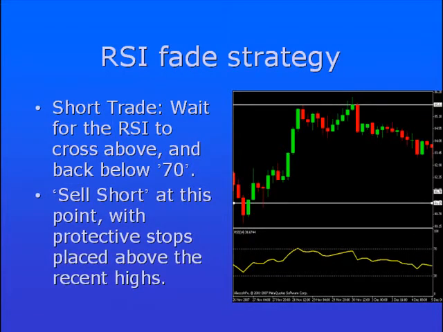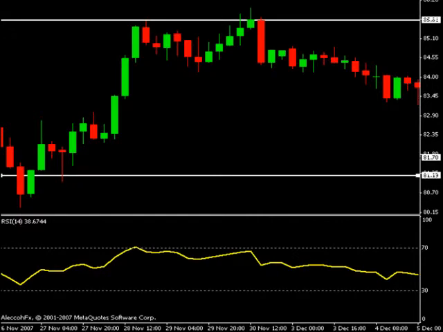The opposite holds true to the short side. We should wait for the RSI to cross above and then back below the 70 overbought level. At this point we may sell short with protective stops placed above the recent highs. In this case we can see the market actually achieved a little bit of a higher high before eventually reversing back to the downside. For this reason, it's important to always give our protective stops a bit of extra breathing room to allow for market fluctuation.